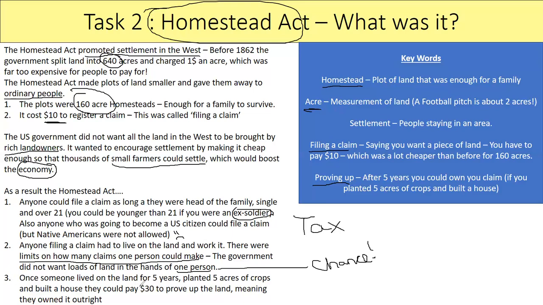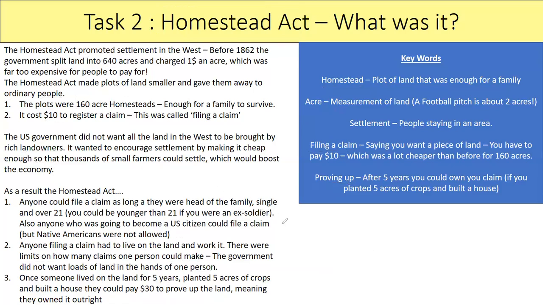Now, once someone lived on the land for 5 years, planted 5 acres of crops, and built a house, they could pay $30 to prove up the land, meaning they owned it outright. So the point of the Homestead Act was to give a piece of land, make people work on it, and give them the opportunity to own it. And how much? For a bargain of overall $40. This was a way the government tried to encourage people to move on to the Great Plains of America, and also westwards.